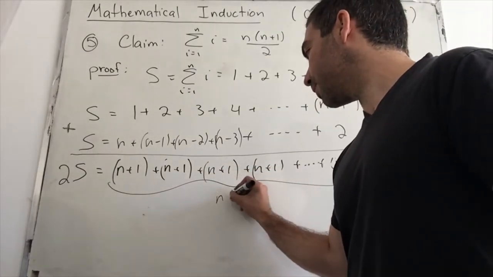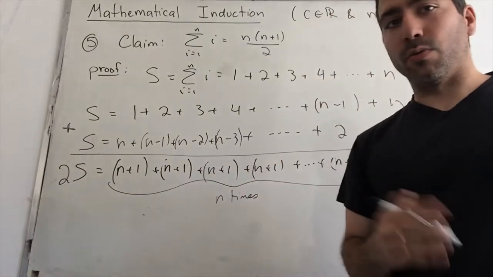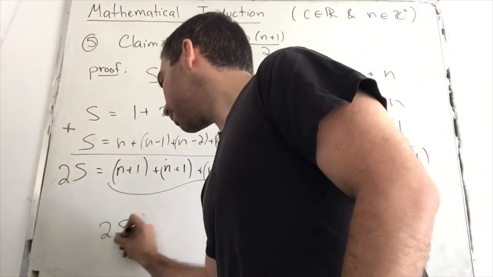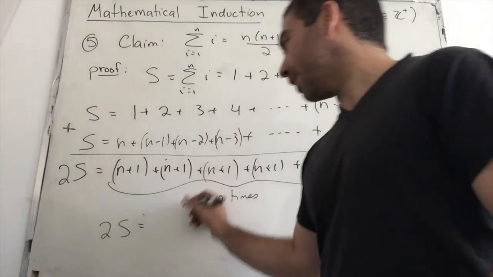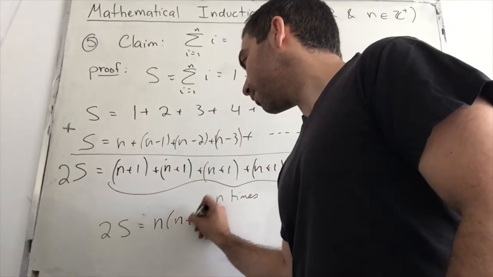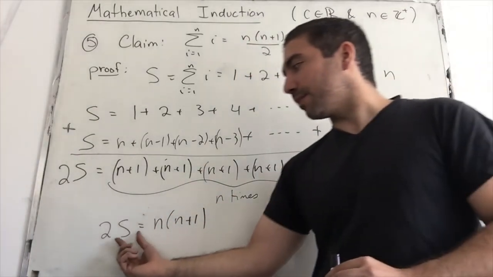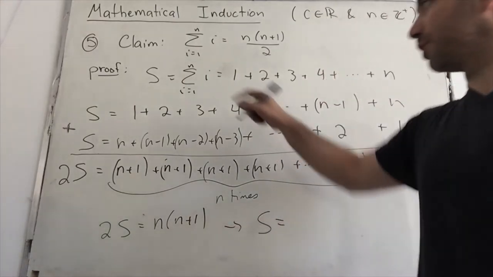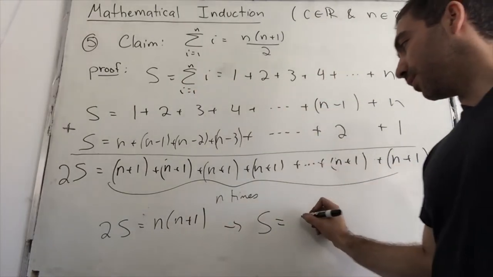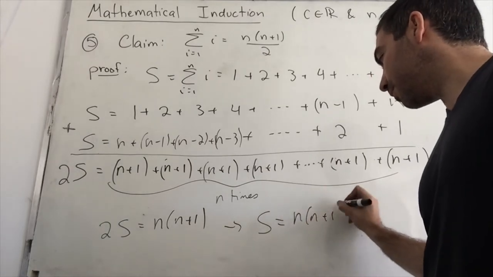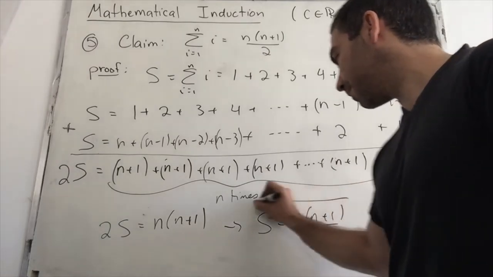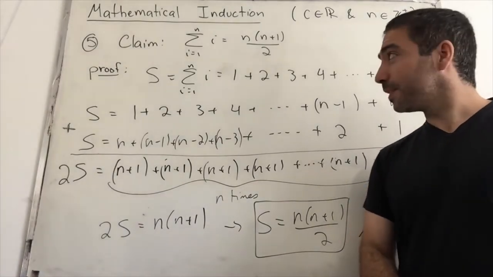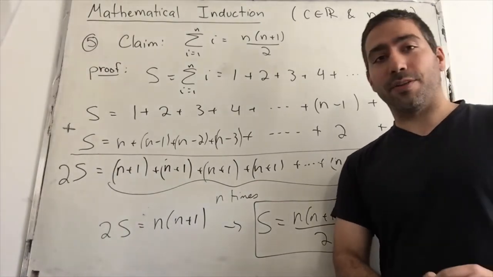This happened n times. So what we get here is 2S is equal to n times n plus 1. And then simply by dividing by 2, we get our final statement that the sum S, which is what we call this, is equal to n times n plus 1 divided by 2. And this completes the proof. Okay, so let's look at a couple of other theorems.